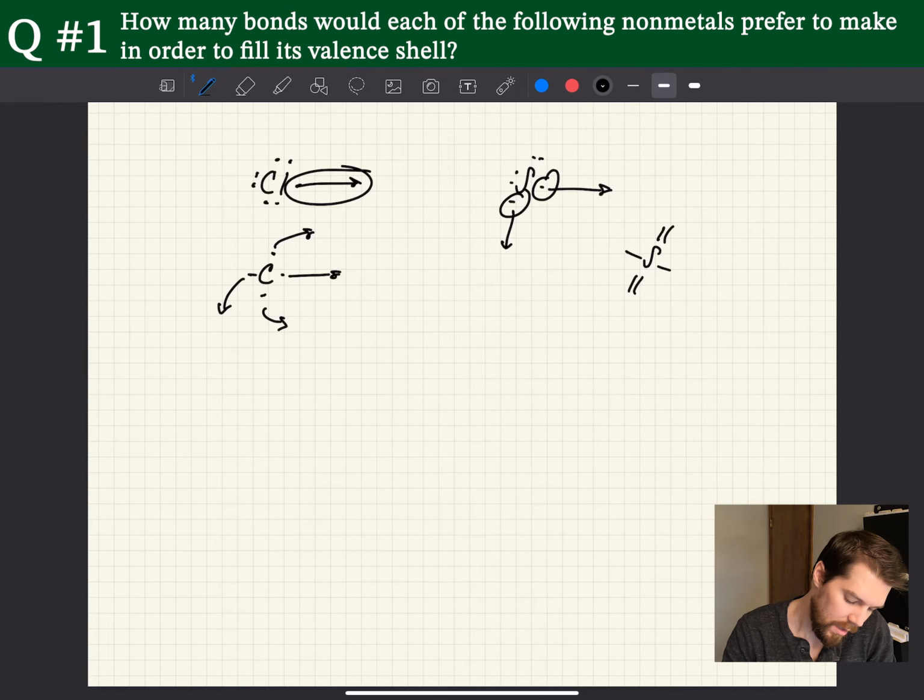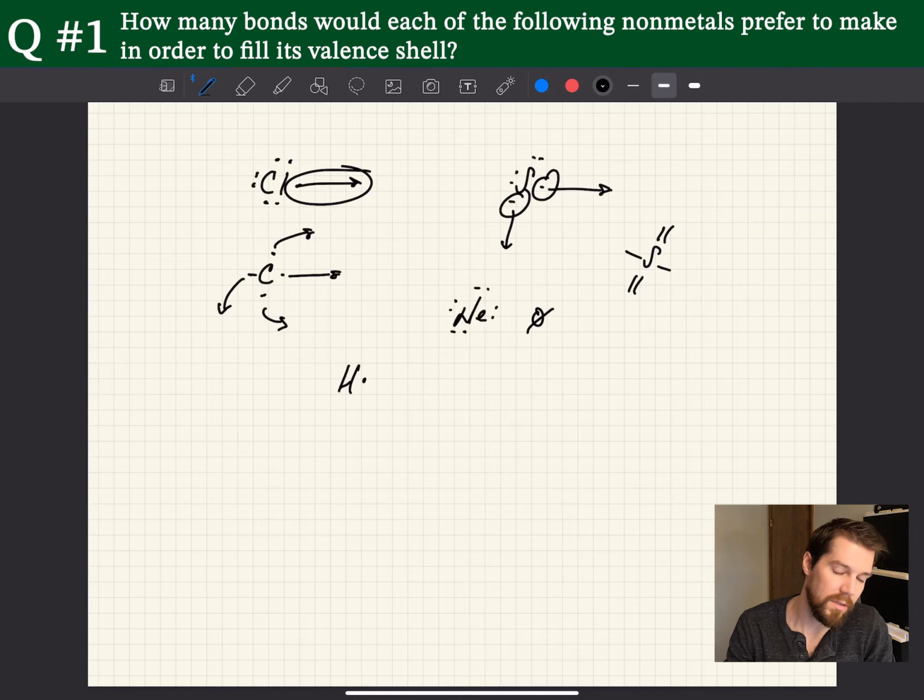Neon is a noble gas. It has a full valence shell already, so it doesn't want to bond with anyone. Hydrogen only has 1 valence electron, but it's in the 1st period. First period only contains an s orbital, and to fill an s orbital, we require 2 electrons. So it only really needs to share 1 time. So it would make 1 bond.